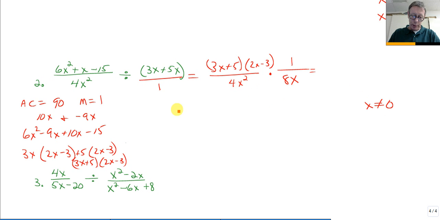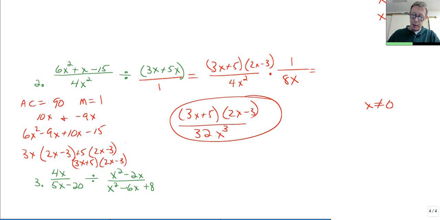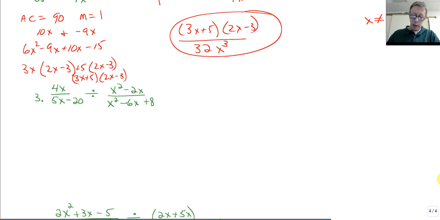And let's go ahead and simplify this some more. So what I would have here is 3x plus 5, 2x minus 3, all over 4 times 8 is 32, x cubed. And at the moment, I can't see anything that's going to come out of that, so that would be a simplified form. Maybe I didn't write it down right from the problem. Next problem.